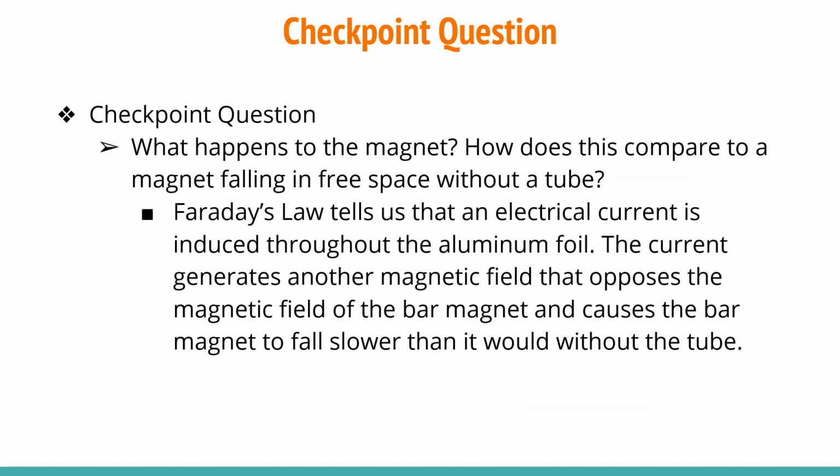Here we're asked another checkpoint question. What happens to the magnet? How does this compare to a magnet falling in free space without the tube? We know from Faraday's law that an electrical current is induced through the aluminum foil. The current generates another magnetic field that opposes the magnetic field of the bar magnet and causes the bar magnet to fall slower than it would without the tube.